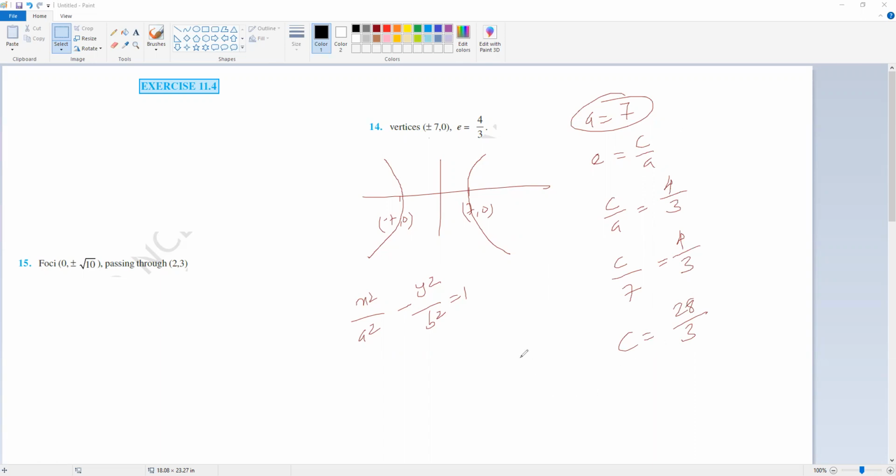So we need the value of b square. Since c square is equal to a square plus b square, b square is equal to c square minus a square. c is 28 by 3, its square, minus a which is 7 square. Okay, so 28 square is actually 784 divided by 9, minus 49, which is equal to 784 minus 49 into 9. 49 into 9 you have to multiply.